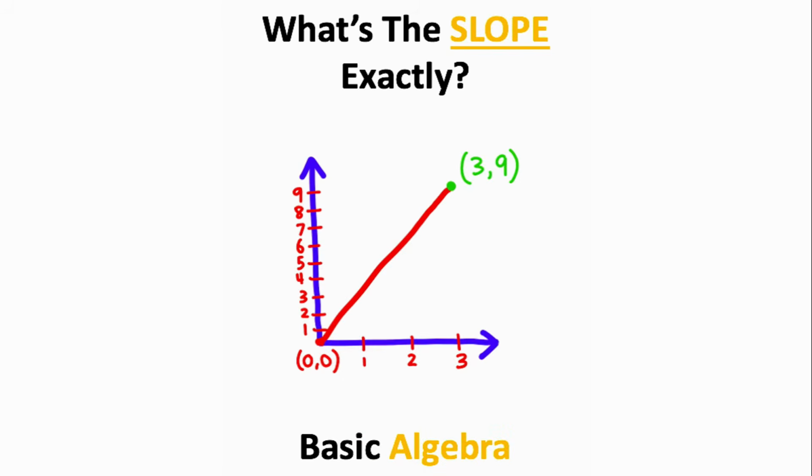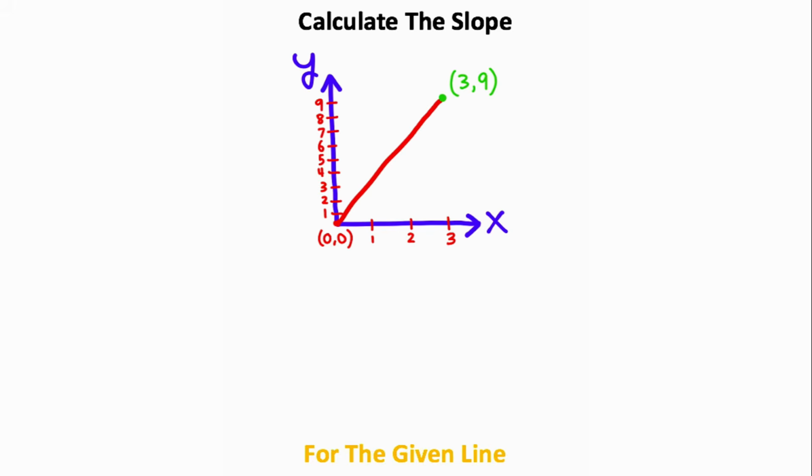How fast can you solve this problem? So here we have a line, and I've given you 2 points on the line. I've given you the origin point, which is 0, 0, and the final point, which is 3, 9. Calculate the slope of this line.